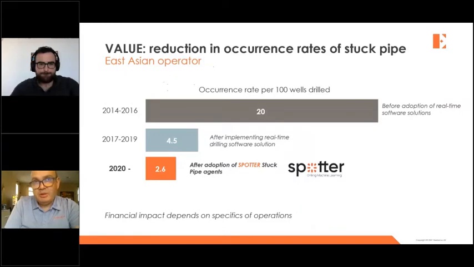So they used some analytical tool. It was painful. It was a lot of work from their side. But what it did, it actually helped them to reduce this significantly, to only 4.5 stuck pipe incidents per 100 wells. Since 2020, they're using our software, no pain, and they have now got it down to 2.6. So it's almost a tenfold reduction of stuck pipe incidents. Imagine how much money they save.